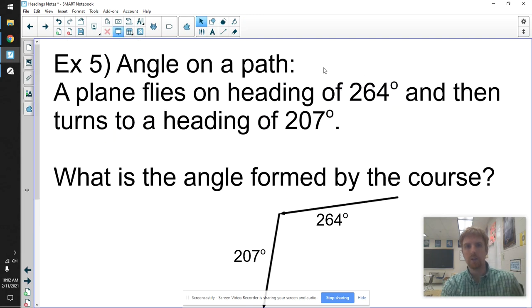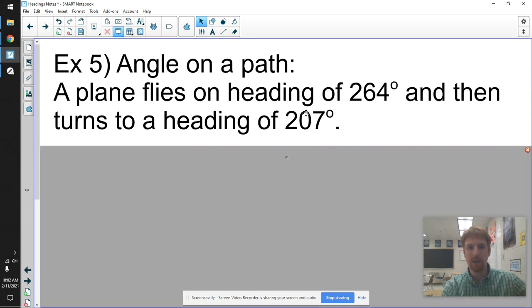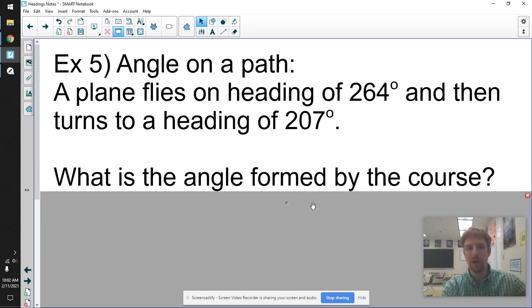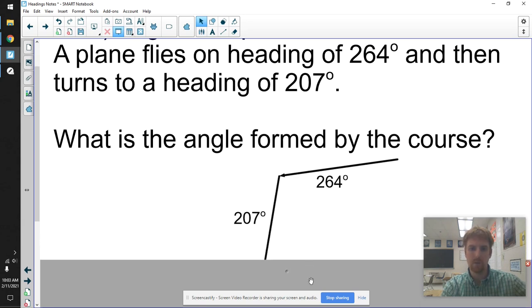This is probably the hardest thing students struggle with year to year. So I'm talking about the angle on a path, all right? A plane flies on a heading of 264 degrees and then turns to a heading of 207. Again, get these as close to accurate as you can. What's the angle formed by the course?